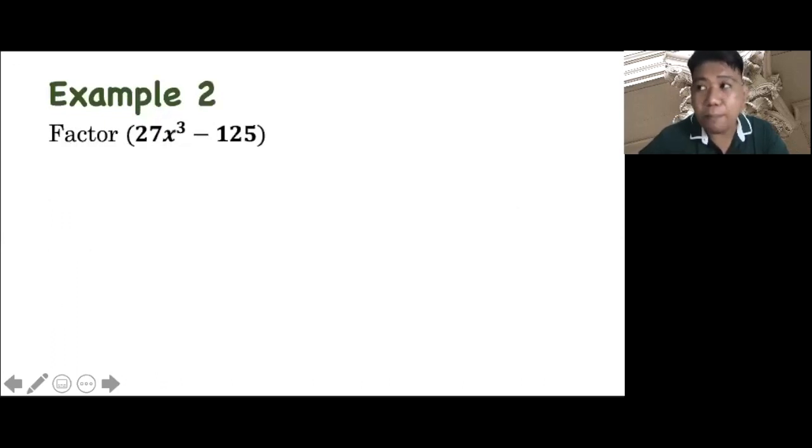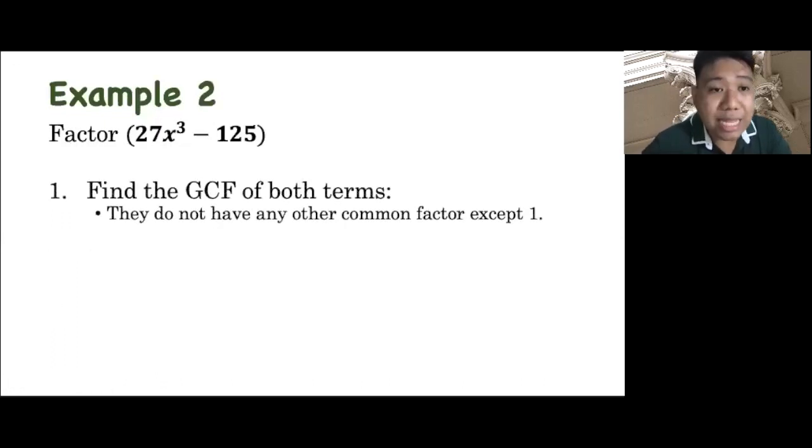Dito tayo sa example number 2. Factor out 27x cubed minus 125.